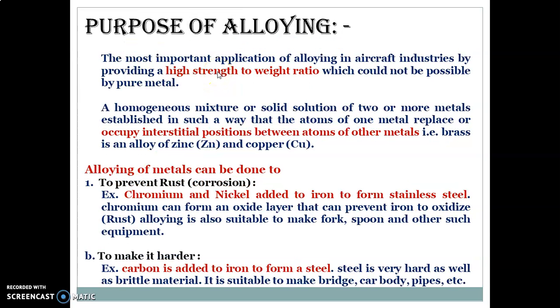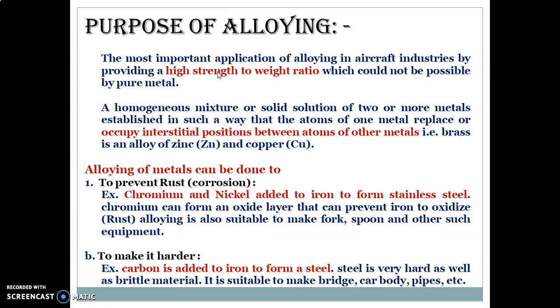Then coming to the purpose of alloy. So why are we going to make an alloy? The most important application of alloying is in the aircraft industry, by providing a high strength to weight ratio which could not be possible with pure metal. In naturally available pure metals, the strength to weight ratio has a certain range and there is a certain limitation to improving this. But if we make an alloy, then it is possible to increase the strength to weight ratio.